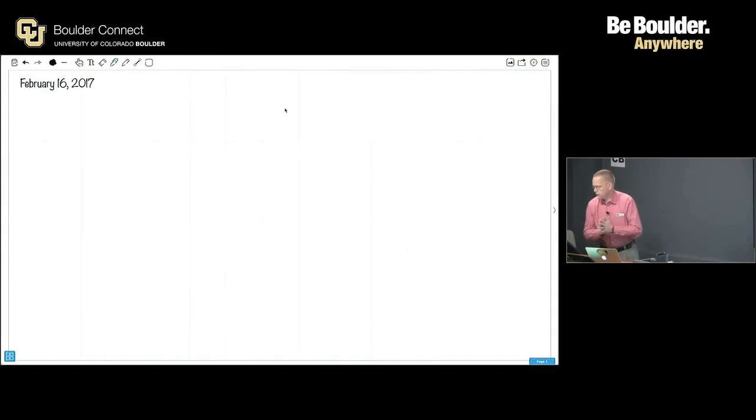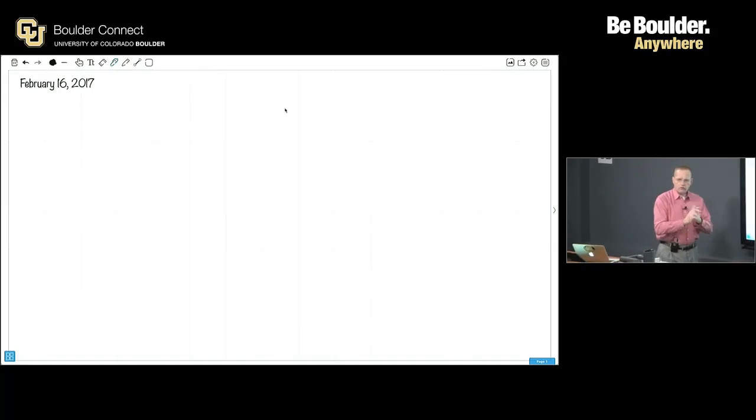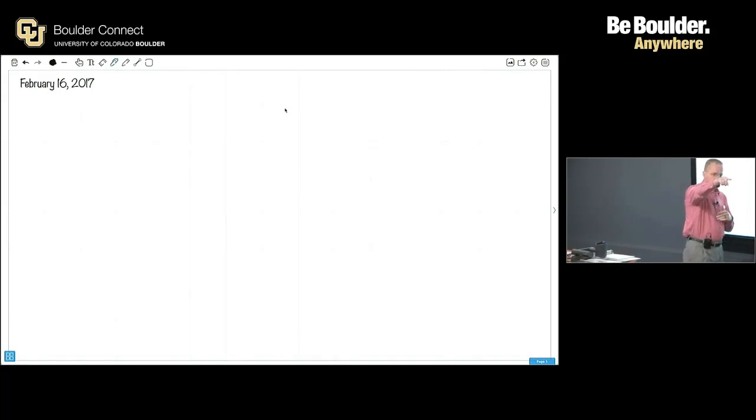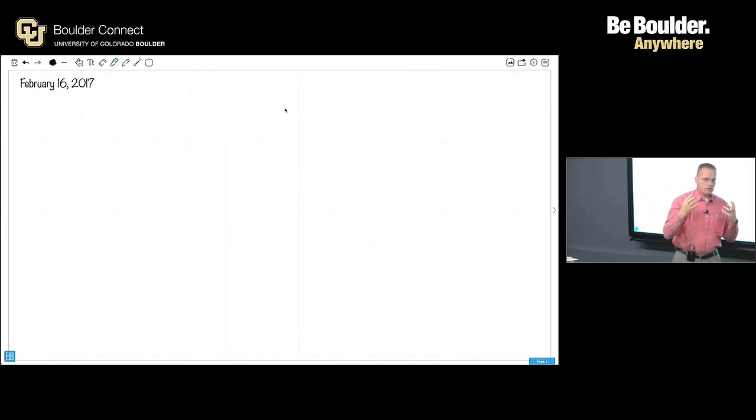And we'll start out with the modified Rodrigues parameters. What we started up last time was shadow sets. So, Spencer, what is an MRP shadow set?